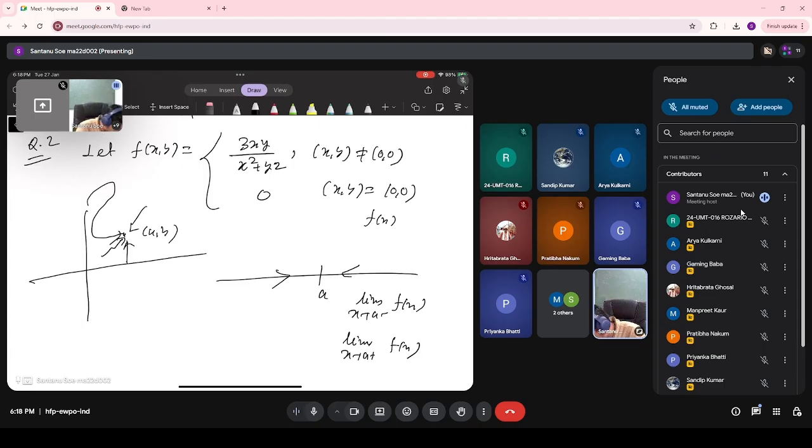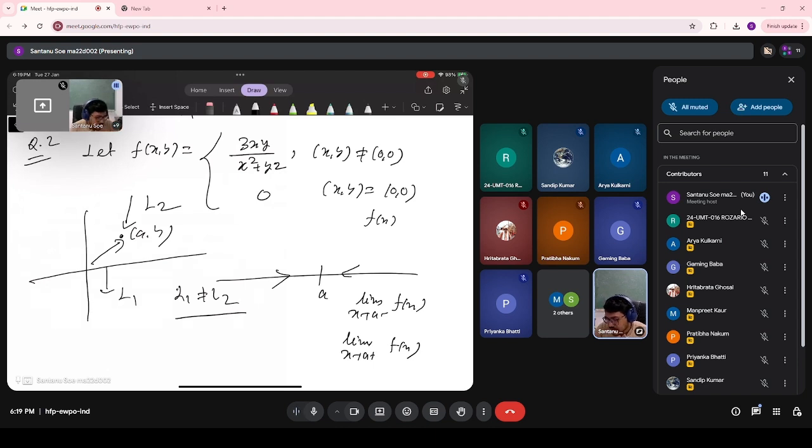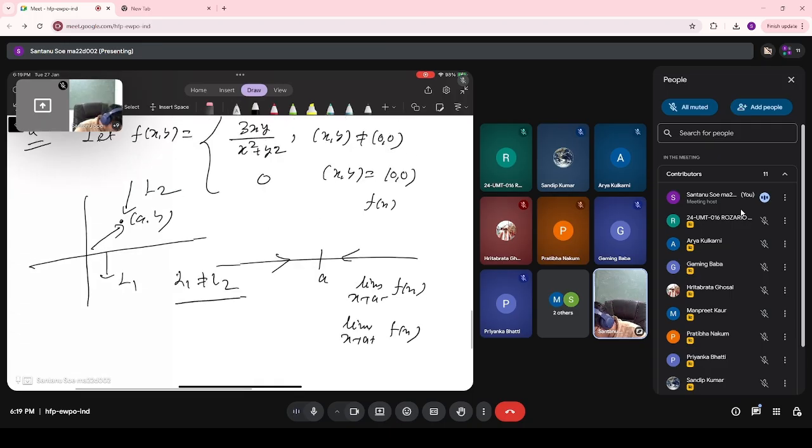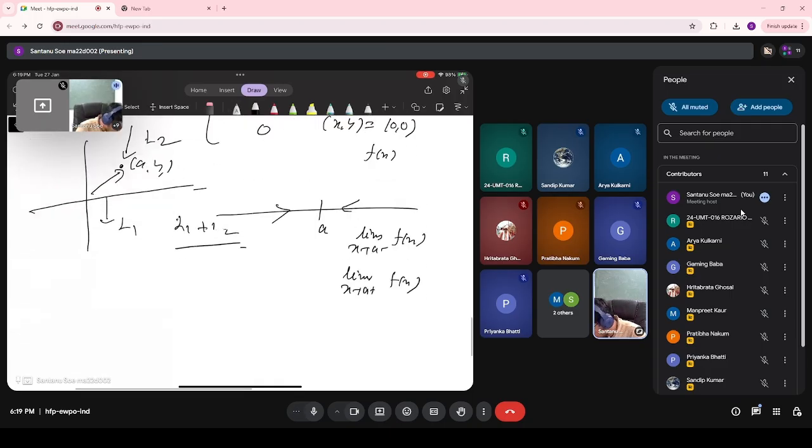So for example, suppose you find a direction from here such that the limit is L1, and you find a direction from here such that the limit is L2, and L1 is not equal to L2, then you can definitely say that the limit of the function at that particular point a comma b does not exist. So that's what we're going to do here. So now try to check that.